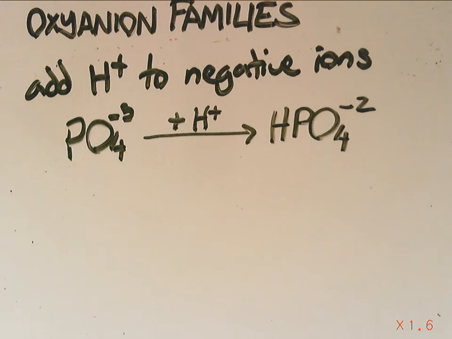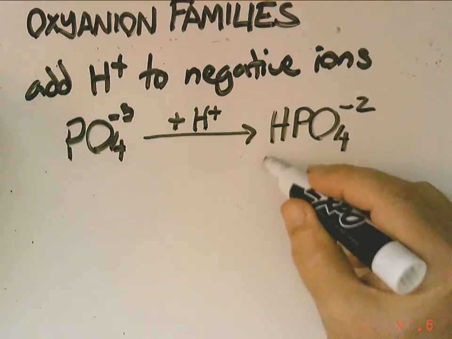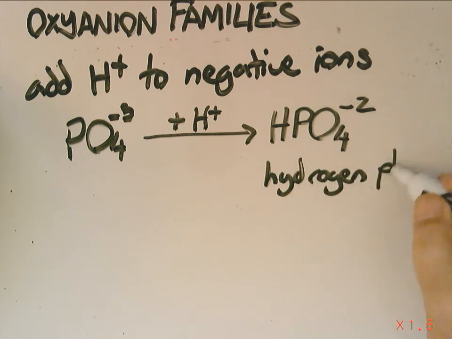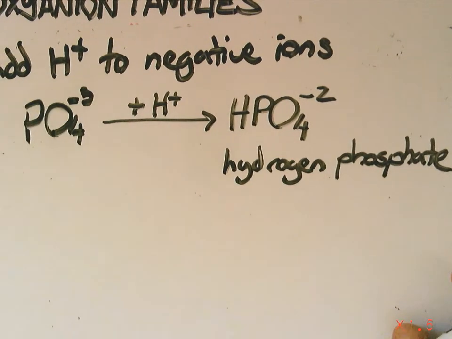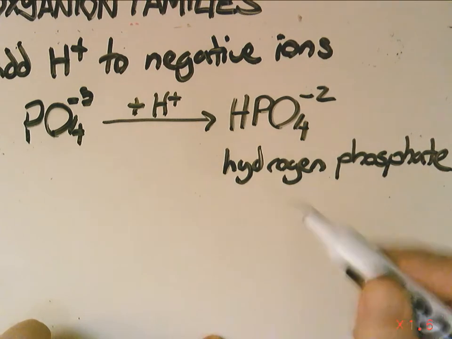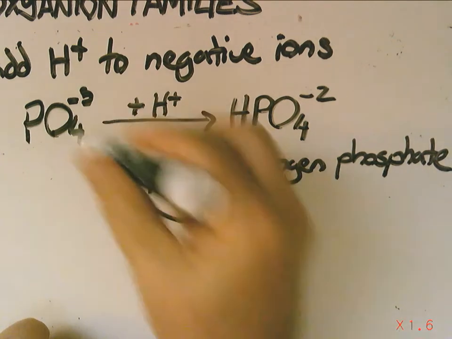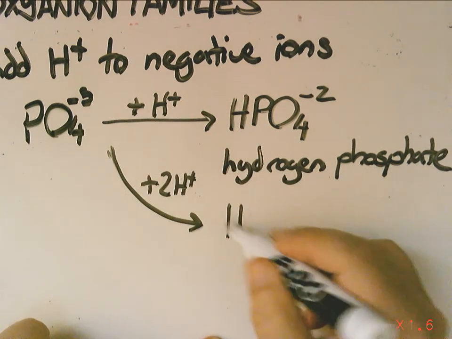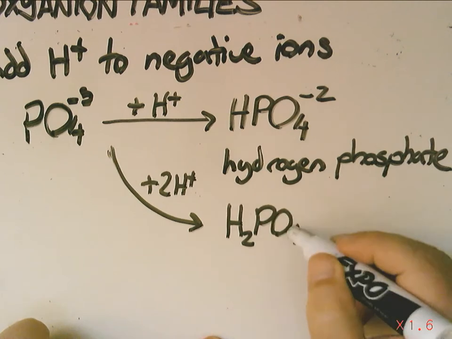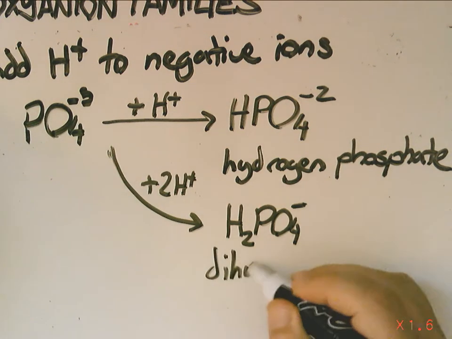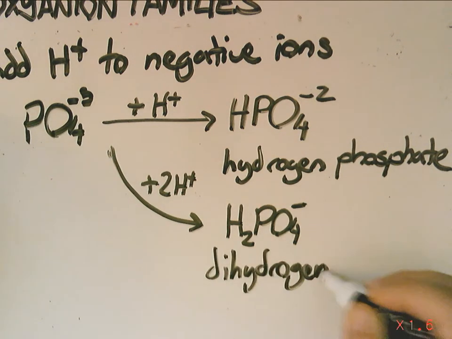And now you have this ion. This is called hydrogen phosphate ion. What if I put another on there? What if I put 2 on there? Then I'm going to get something that looks like this. That's called dihydrogen phosphate.